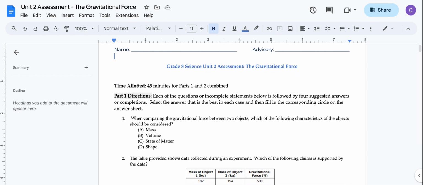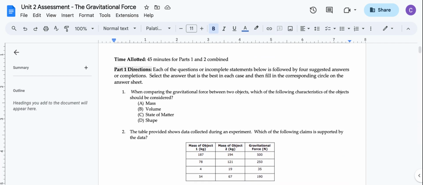Grade 8 Science Unit 2 Assessment: The Gravitational Force. Time allotted: 45 minutes for parts 1 and 2 combined. Part 1 Directions. Each of the questions or incomplete statements below is followed by 4 suggested answers or completions. Select the answer that is the best in each case, then fill in the corresponding circle on the answer sheet.